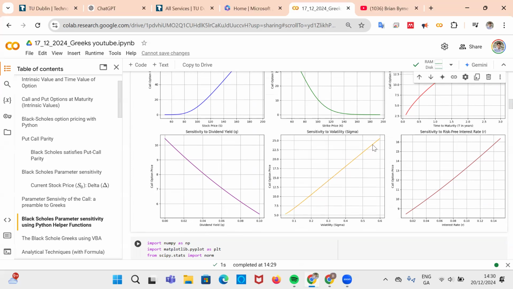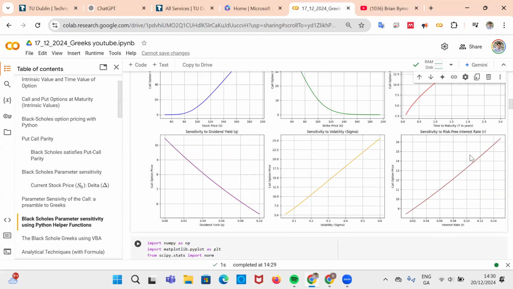And then the volatility is fairly clear cut. As we increase the volatility, the value of the call option goes up. So it's a positive relationship for volatility, and a negative relationship with dividend yield with respect to the valuation. So the value of the call with respect to Q here would appear negative. And then for the risk-free rate, if we increase the risk-free rate, it would appear the value of the call option increases.